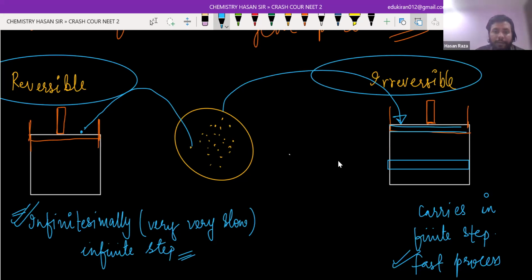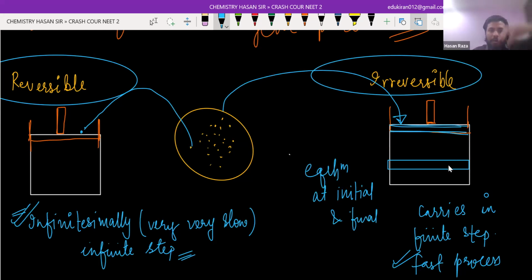Also, equilibrium at initial and final only. Let's say before sending the bag of sand, the piston was here, at rest. That means it is at equilibrium. Now, when you put the bag on it, it will directly come here, and now it is stable here. So an irreversible process maintains equilibrium at the initial and final state or final position.